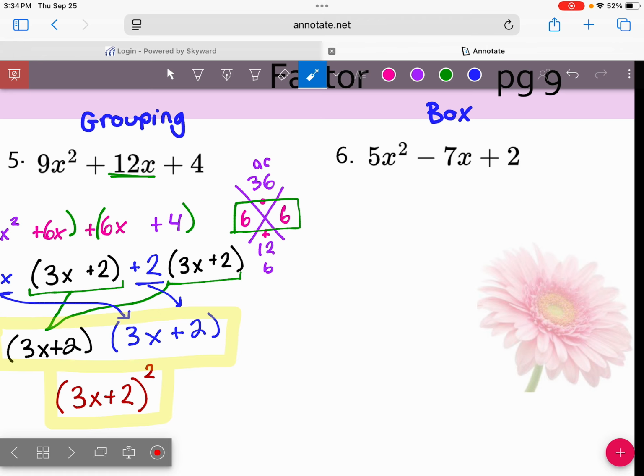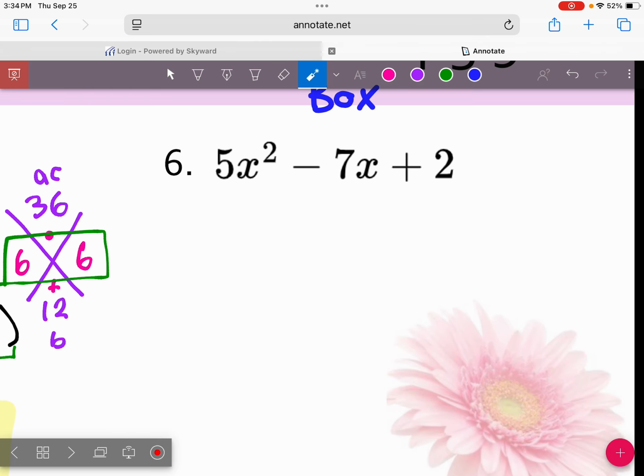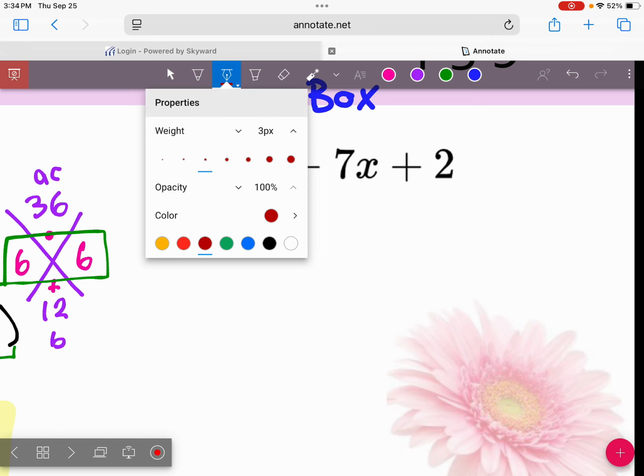So then we're going to look at number 6. If you want to try it yourself before you watch the video, now's a great time to pause. I'm going to do number 6 using the box. So it's the same process.